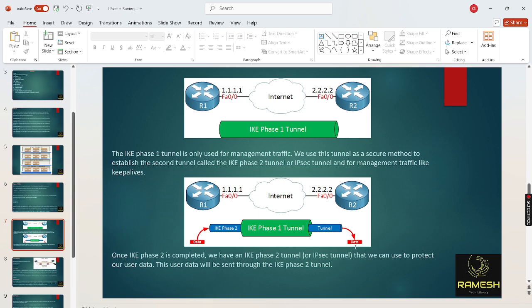See here, the phase one tunnel is only used for management traffic, and we can use the tunnel as a secure method to establish the second tunnel, which is phase two. We are calling phase one a secure channel for phase two.